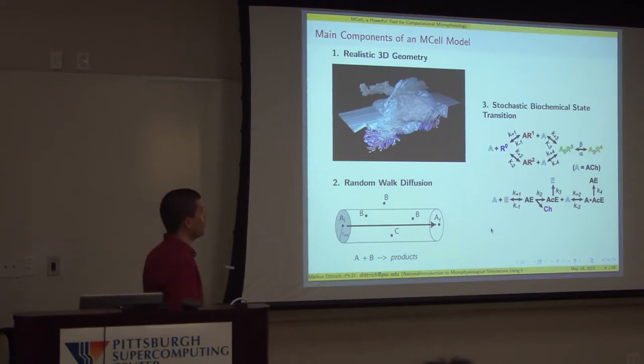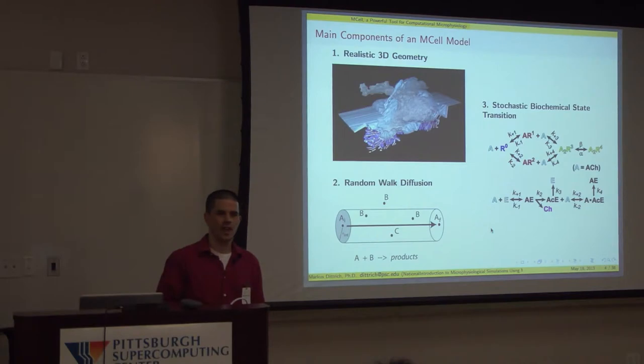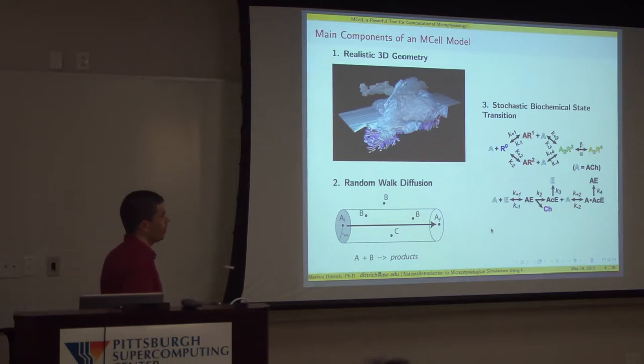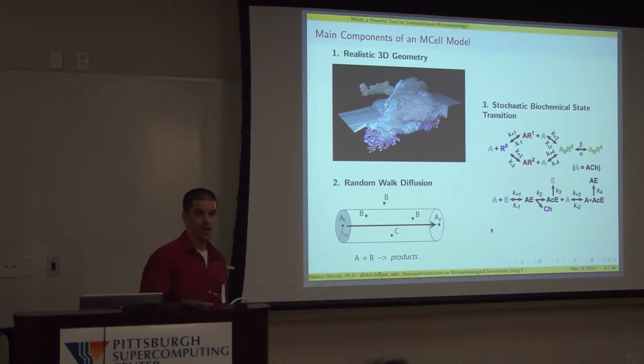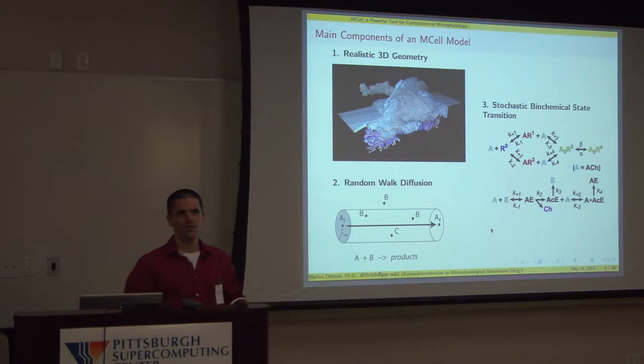The main components of an M-cell model are three things. First, you need a 3D geometry. I write realistic, but we'll see that that can be relaxed for some systems. It may not have to be that realistic. It depends on your definition of realistic to some degree. So you have some geometry that describes how your system looks. Second, you have random walk diffusion, so particles diffuse using random walk steps, Brownian diffusion. And then there are stochastic biochemical state transitions that describe the reactions that happen in your system. So particles diffuse within your spaces, taking random walk steps. If they hit the surface, they'll bounce off, and so they just move around in the space.